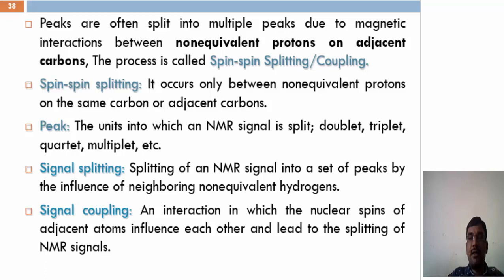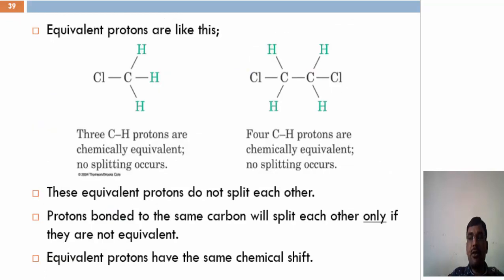Spin splitting in the NMR spectrum. These are the equivalent and non-equivalent protons. Equivalent protons mean those protons which are present in the same environment. Here we can see that these three protons experience the same environment because these three protons are adjacent to a single chlorine atom. These two protons have the same environment, that is, these two protons have a chlorine atom on the left side, and on the right side they have the CH2Cl protons, meaning these two protons are equivalent, and these two protons are also equivalent. These four CH protons are chemically equivalent, so no splitting occurs.